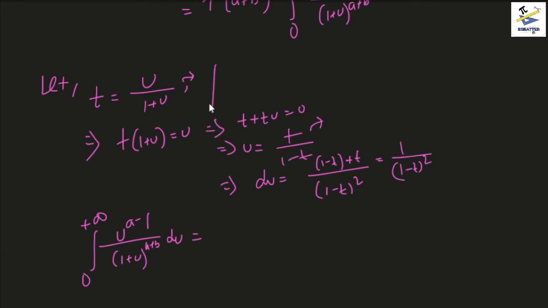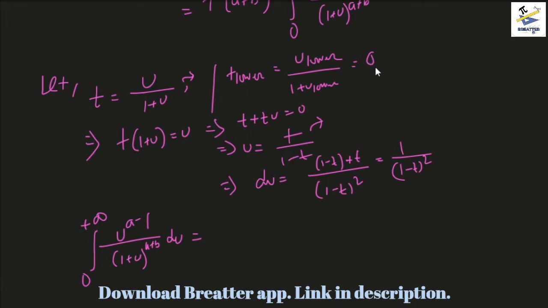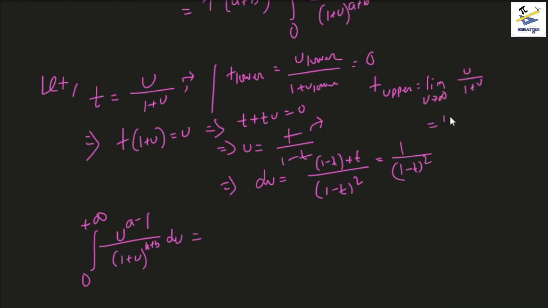So let's find it out here. T lower should be u lower by 1 plus u lower, and u lower was 0, I think, so it would be 0, right? And t upper should be the limit of u tends to infinity of u by 1 plus u, but this just evaluates to 1 by 1 plus 1 by u, which is 1, so the upper limit should be 1. So this should be 0 to 1.